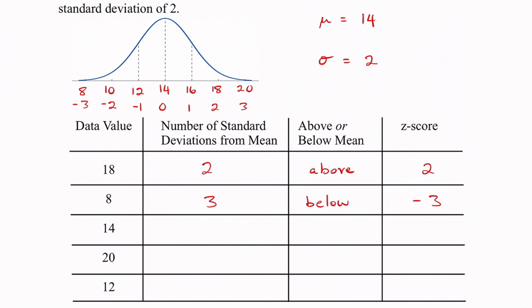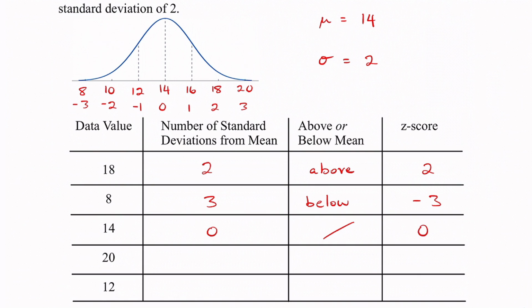For 14, this one might be a little tricky. 14 is right in the middle, so the number of standard deviations from the mean is 0. It doesn't move up or down. This question doesn't really make sense, so we can just put not applicable or put a mark through it. And the Z-score for that would be 0.